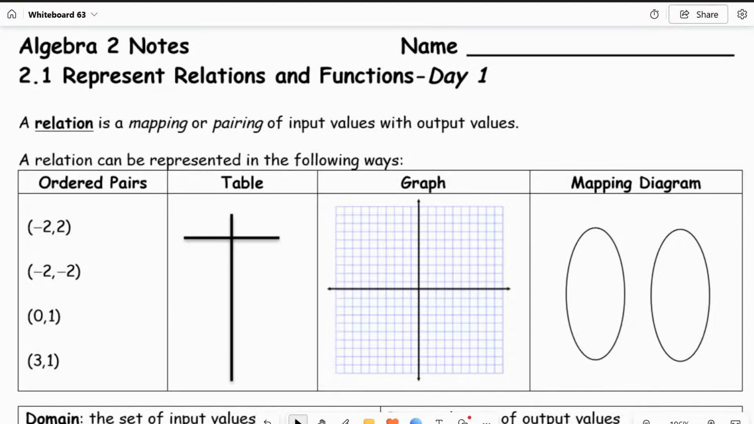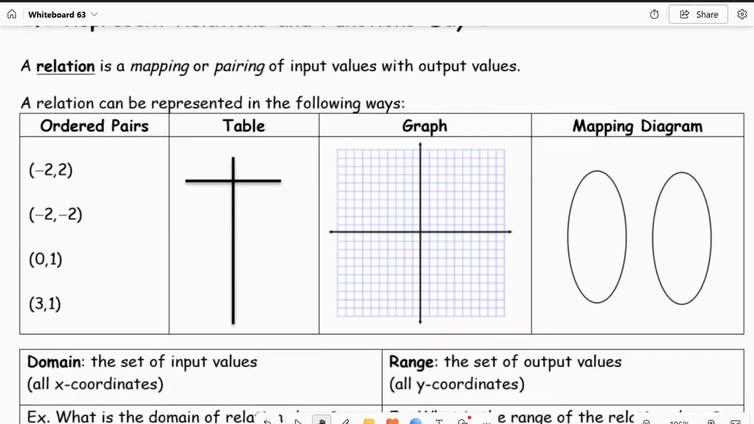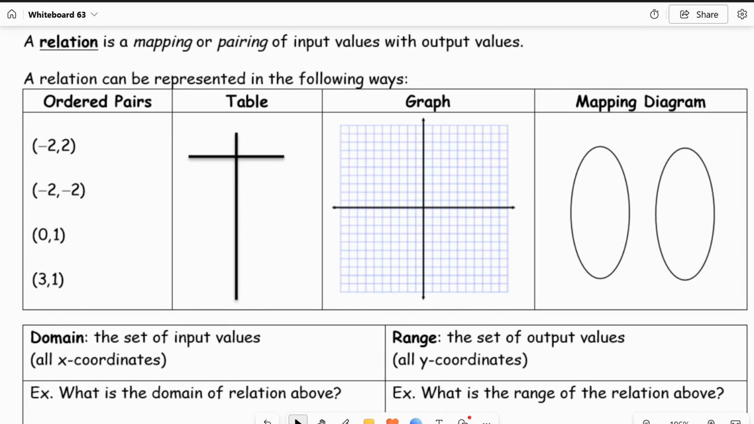We are looking at relations and functions. So the first thing here is a relation. A relation is a mapping or pairing of input values with output values. A relation can be represented in a bunch of different ways. The first way would be ordered pairs, where, just as a reminder, the first value is your x value or your input, and the second value is your y value or your output.